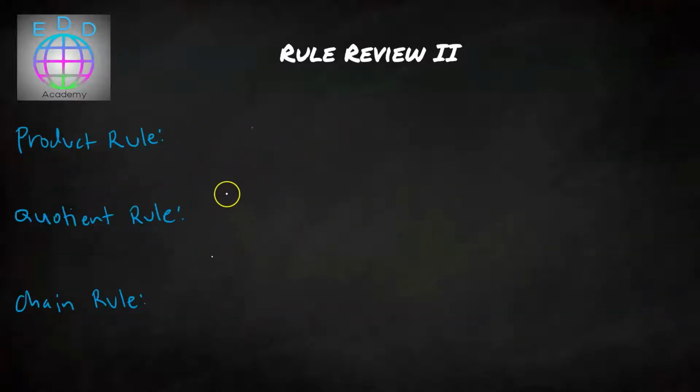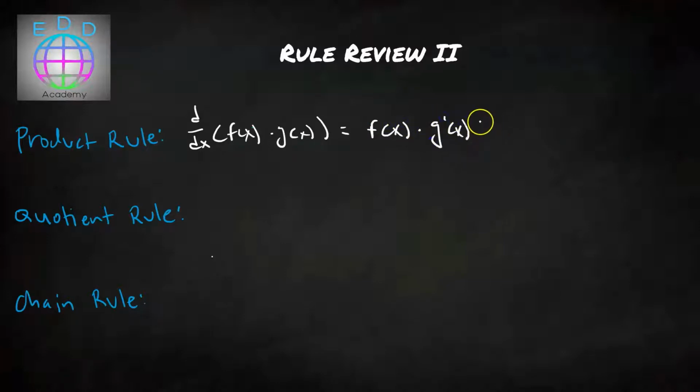Moving on to some of the rules we looked at in Unit 3, we have the product rule. The product rule says given two functions, f of x and g of x, and we want to find the derivative of their product, we can write it as f of x times the derivative of g of x plus g of x times the derivative of f of x.